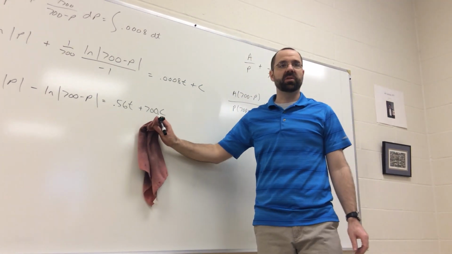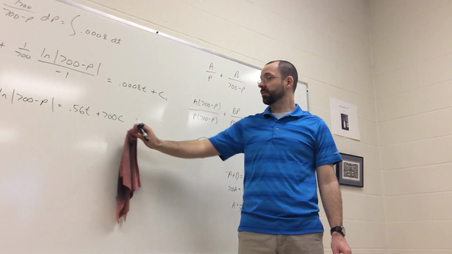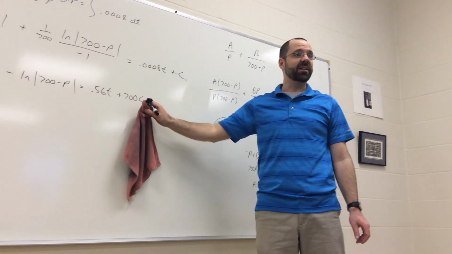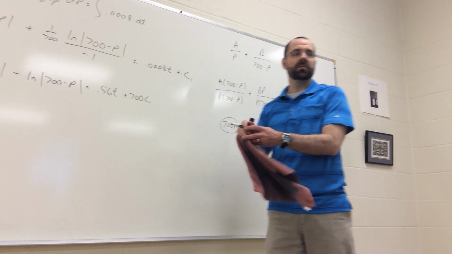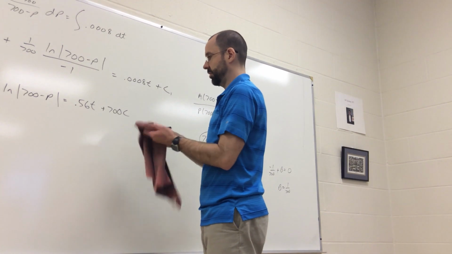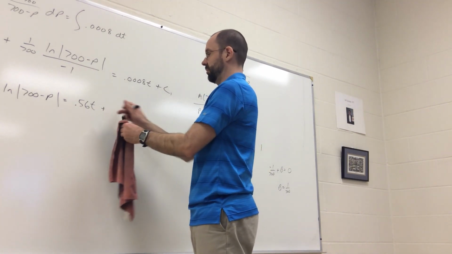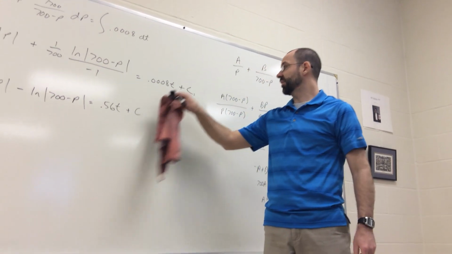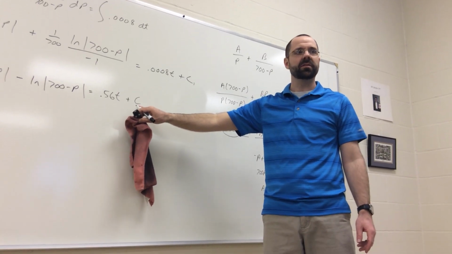But to make things simpler, I'm going to call this up here C1. And then whatever 700 times that is going to be my new C. So instead of writing plus 700C1, I can just write plus C. This C is different than that C. But it doesn't matter because it just represents a constant.